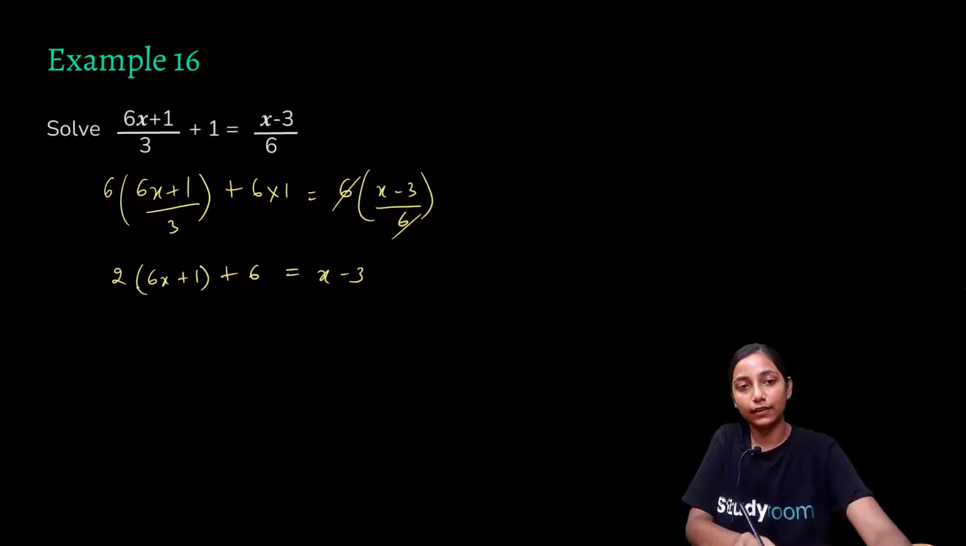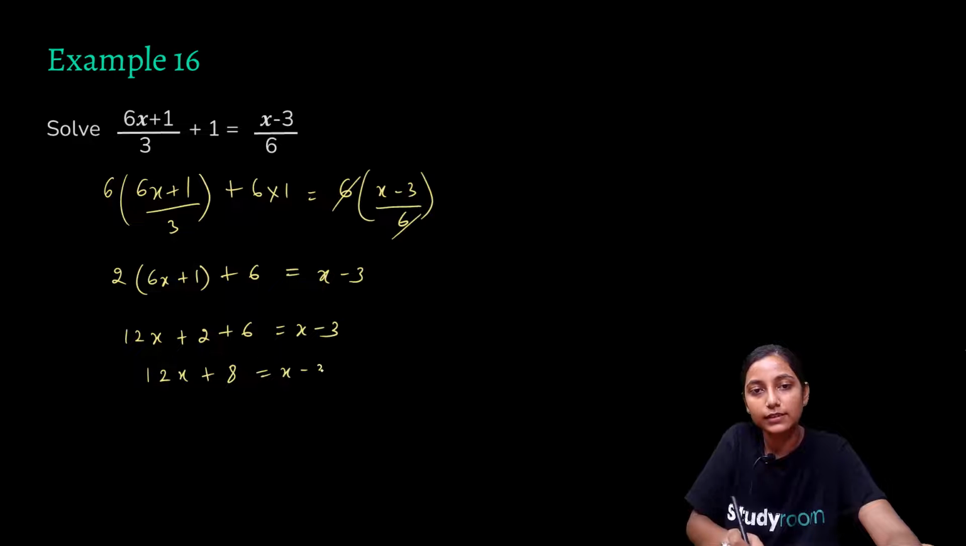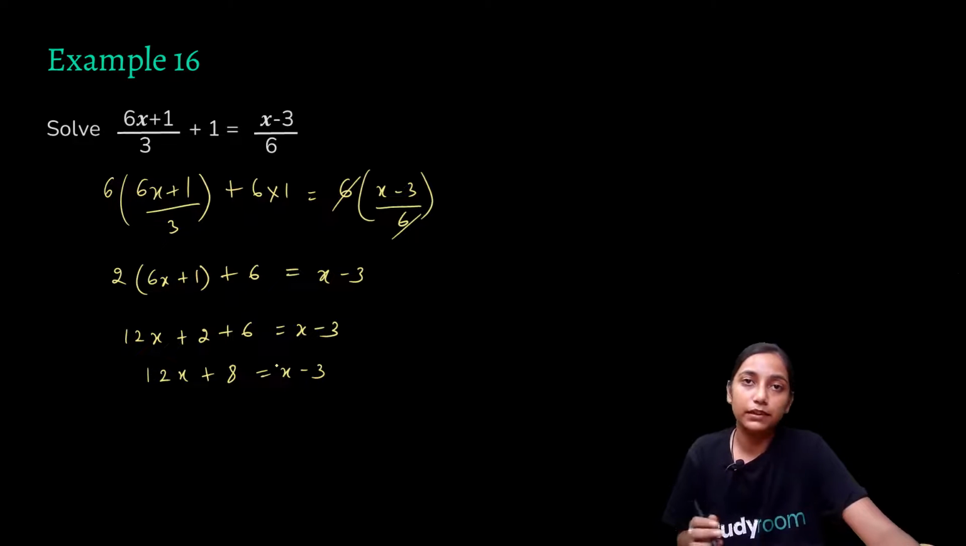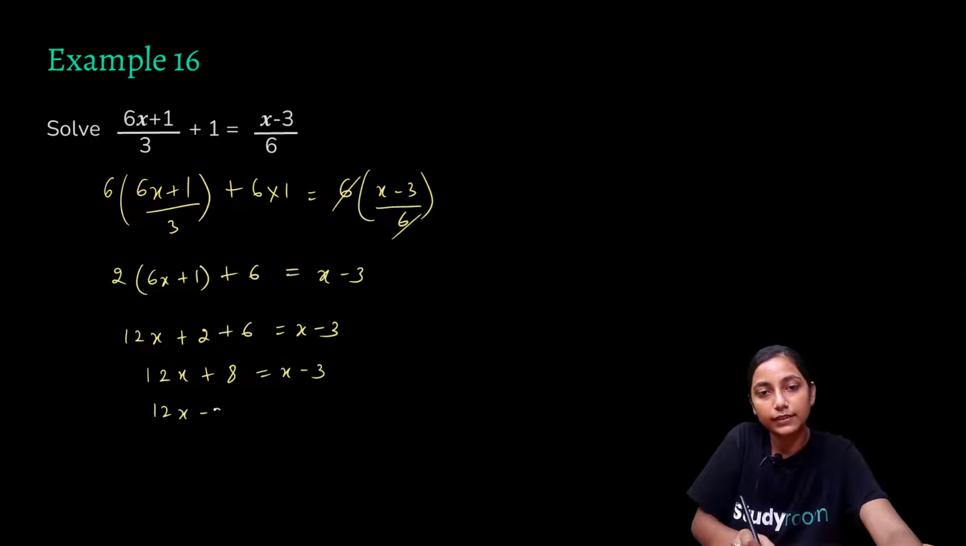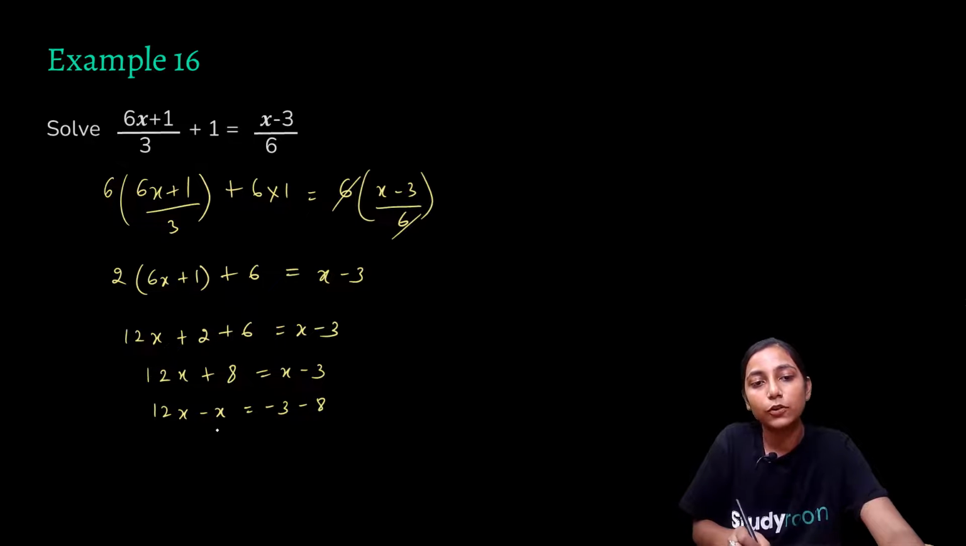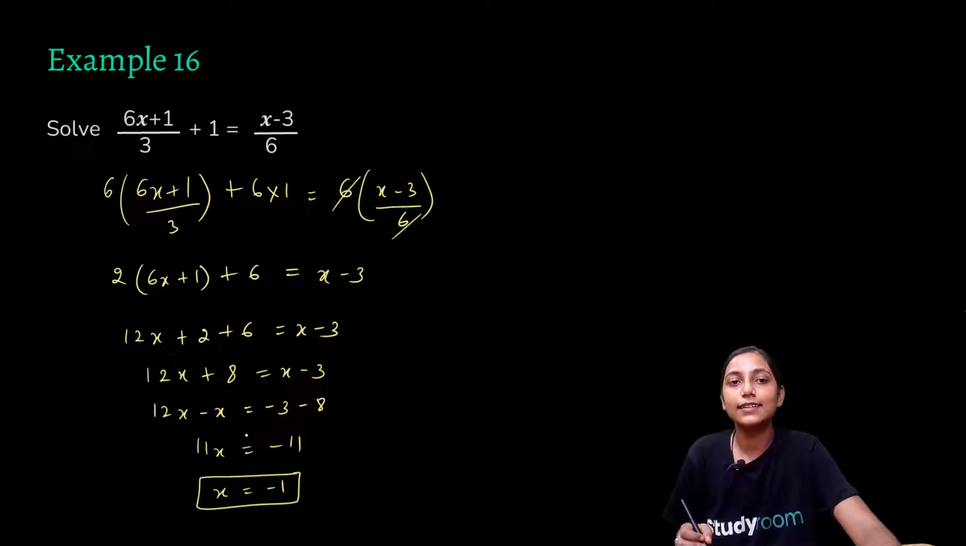Now solve this bracket. This will become 2 sixes are 12x plus 2 ones are 2, plus 6 equals x minus 3. You can still solve this. This is 2 plus 6, that is 8, equals x minus 3. Now our second step is to keep the variable terms on one side and the constants on the other side. It will be 12x minus x equals minus 3 minus 8. Solving this, 12x minus x is 11x equals minus 11, and x comes to be minus 1. After dividing minus 11 by 11 we get minus 1.